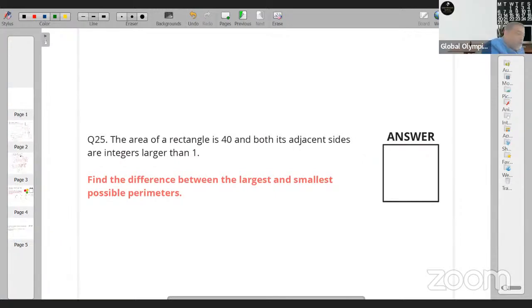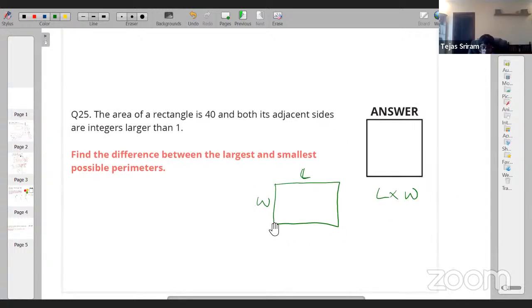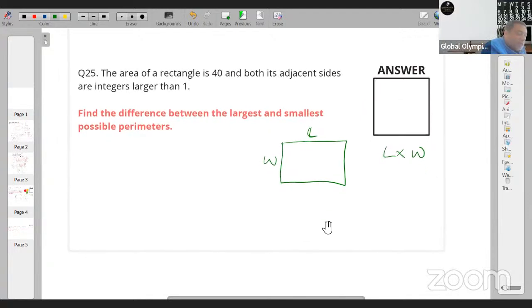All right. So in this case, we know that a rectangle's area. What is a rectangle's area's formula? Length multiplied by width, correct? And it is saying integers, right? So we will just look at the factors of 40. So if one side is 1, the other side will be 40. But it says very clearly that the integers are larger than 1. So this combination is not possible.